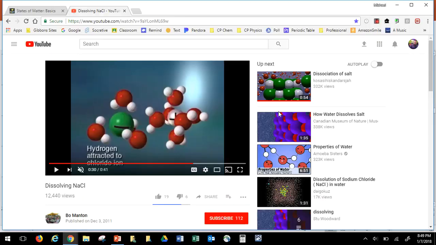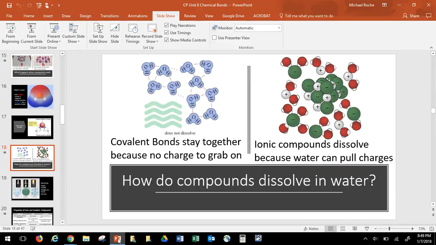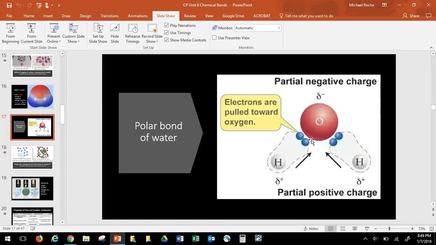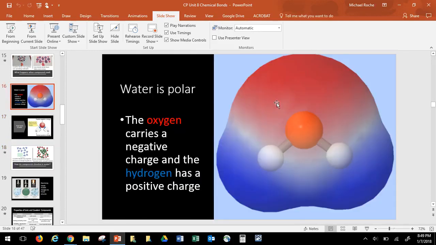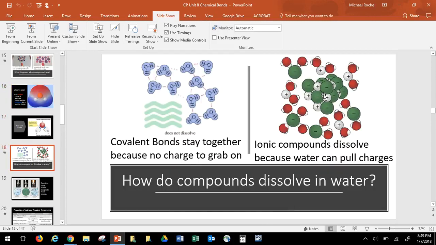And it is very important that you understand this, and I will go over it when I get back. But please realize ionic compounds dissolve in water because water is charged. There is a charge distribution in a water molecule. There's a negative end and a positive end. And because of that, they will attract to the positive and negative parts of the ionic compounds and pull it apart.